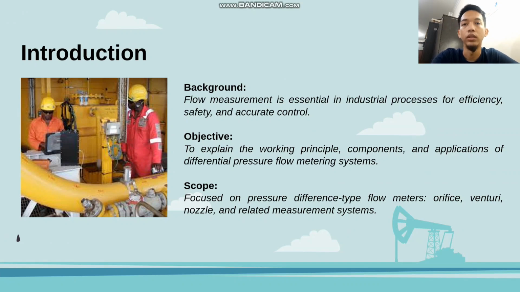Now let's start with the introduction. Flow measurement is very important in industrial processes. It helps make operations more efficient, safe, and accurately controlled. The goal of the presentation is to explain how differential pressure flow metering systems work. I will also talk about their main parts and where they are used. This presentation focuses on pressure difference flow meters such as orifice plates, venturi tubes, nozzles, and other related systems.